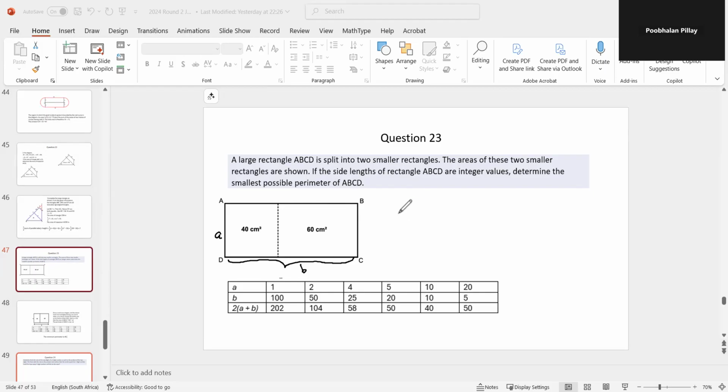In other words, what's the perimeter? The perimeter of a rectangle is 2 into length plus breadth. This is one of the first formulas you learn. So it's 2 into length plus breadth, which is A plus B. So in other words, we want to find this as small as possible, the smallest possible perimeter.